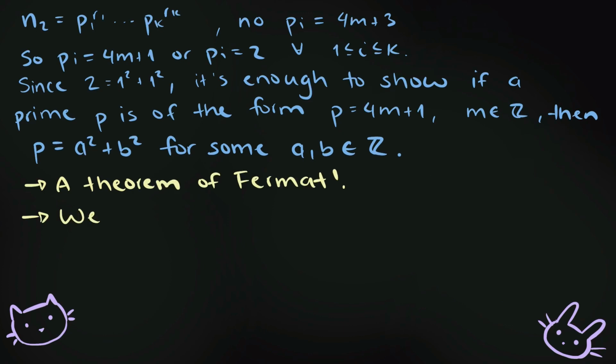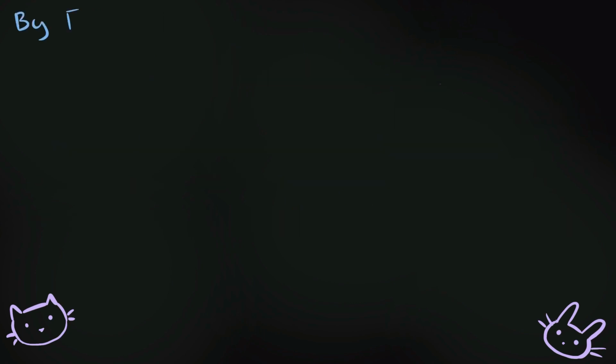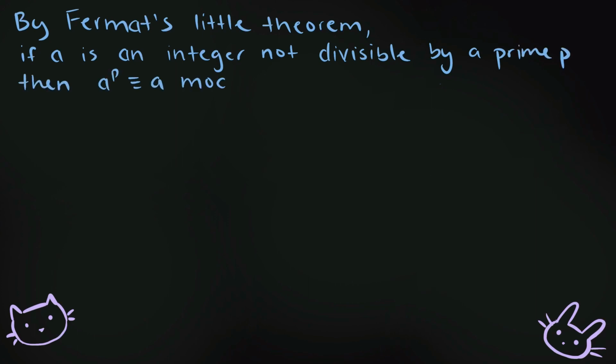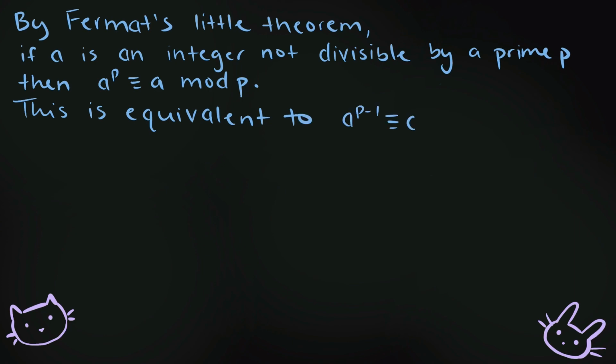So this is a theorem of Fermat, and we'll use a proof of Euler to prove it. I use Fermat's little theorem, which we proved not long ago. So I'll just remind you what it says. If a is an integer not divisible by a prime p, then a to the p is equal to a mod p. So since a is not divisible by p, a is not equal to 0 mod p. So again, we can divide in the field Z mod p. So this is equivalent to saying a to the p minus 1 is equal to 1 mod p.